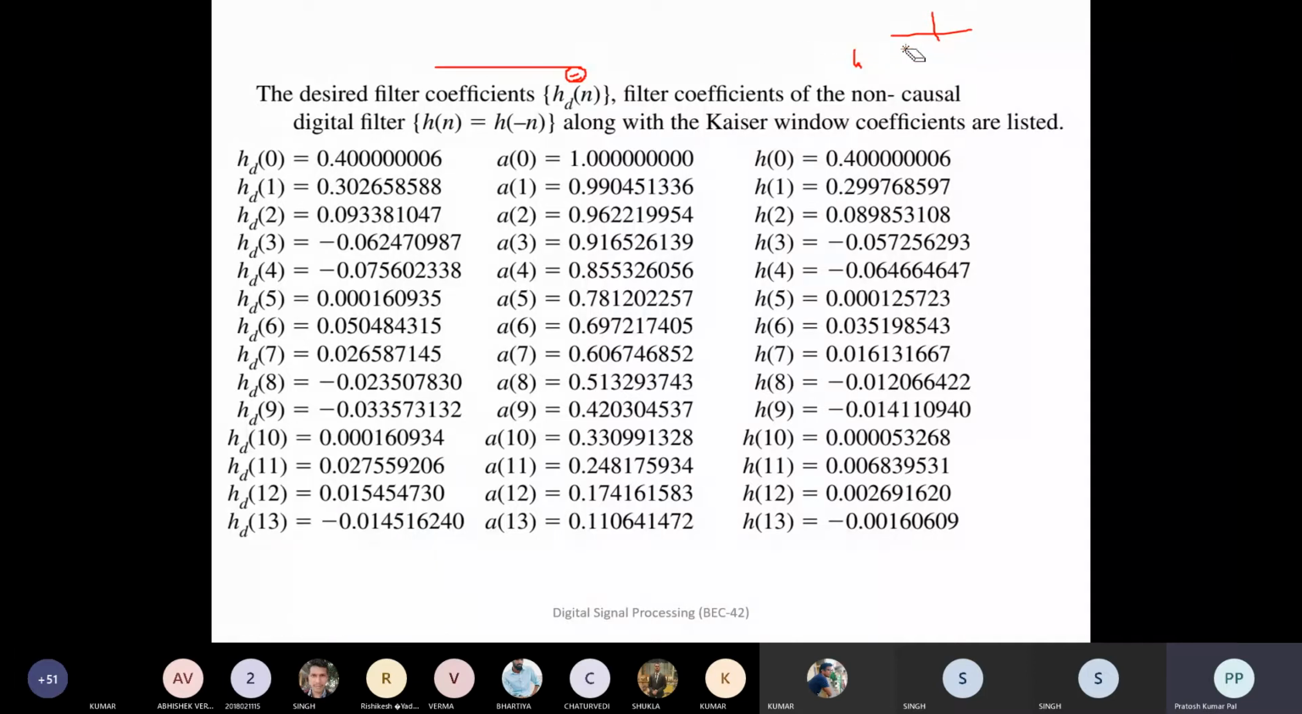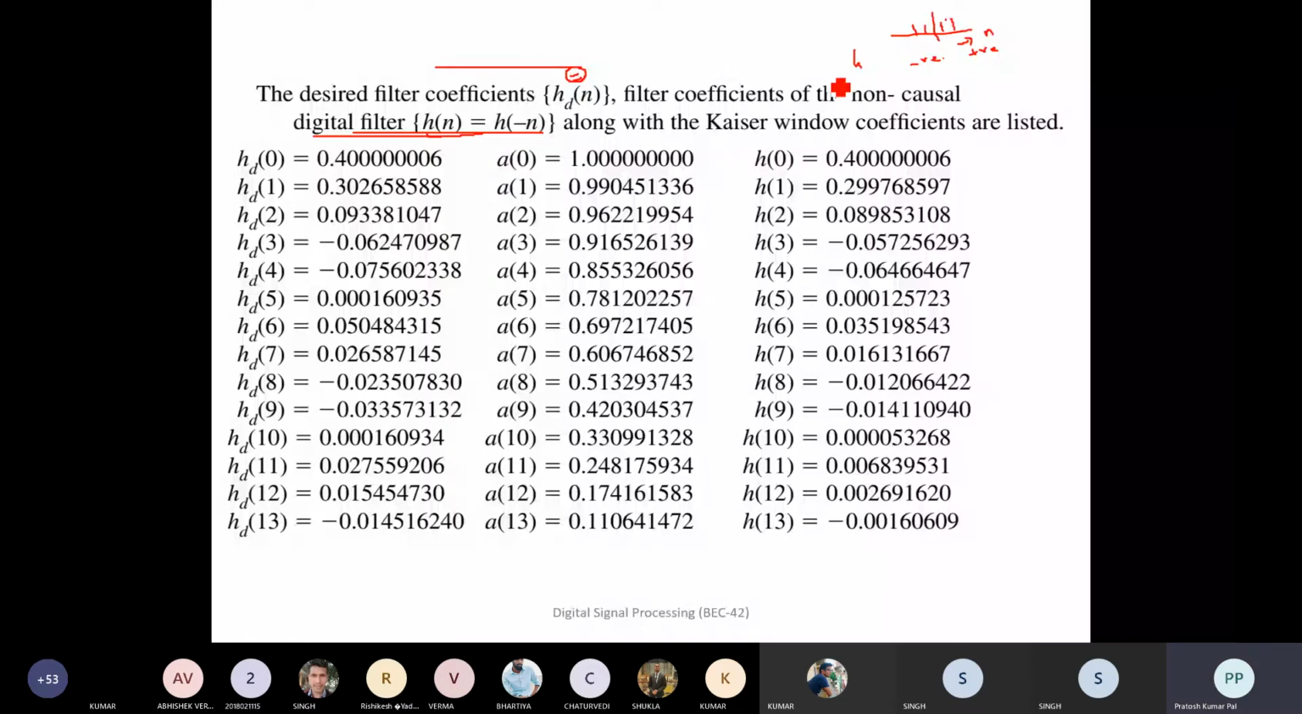Okay, if it is non-causal, then it should be defined, this is n, so it will be in the positive direction also, and in the negative direction also. And in that case, if it is non-causal, the representation of these impulse response coefficients will be h of n equals h of minus n. So along the zero axis, it will have the same value. Okay, so that will be symmetrical along the zero.